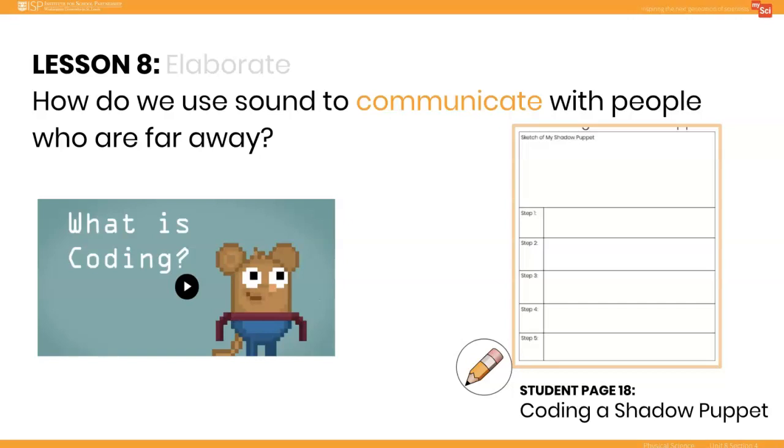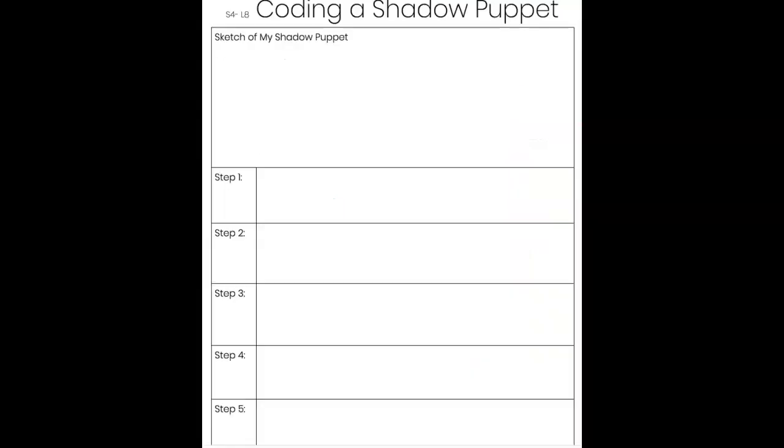At this point, you're going to give students a small lesson about what coding is and allow them to try their hand at it. Show students a short clip about what coding is, and then have them turn in their student journal page to coding a shadow puppet. To use this handout, first have students sketch an image of a shadow puppet that they might use in their shadow puppet show that they're going to be designing. Encourage students to use simple designs for this project.